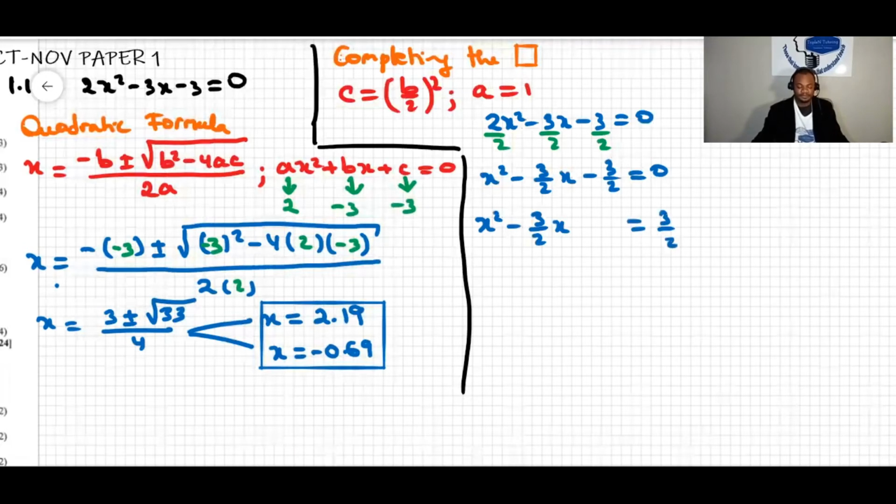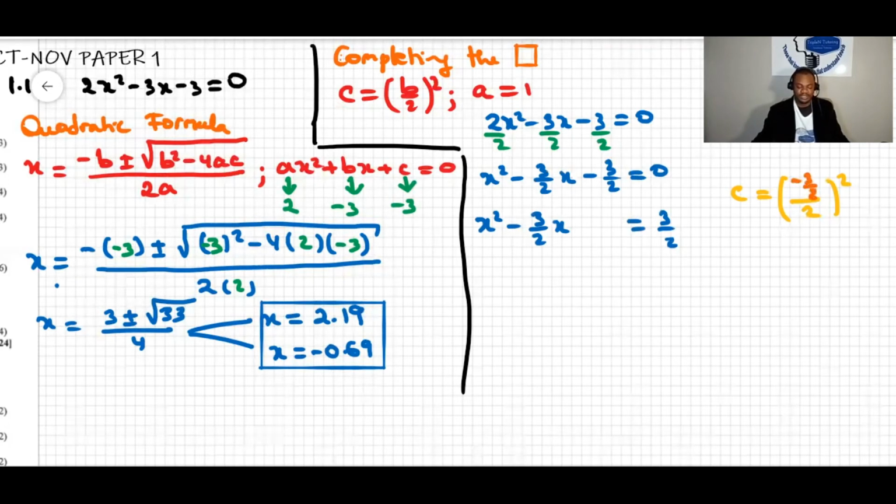Now, to find the new C value that will make the left-hand side of the equation a perfect square, I'm going to work it out. C will be equal to (B over 2) to the power of 2. I'm subbing in the value of B. B is negative 3 over 2.